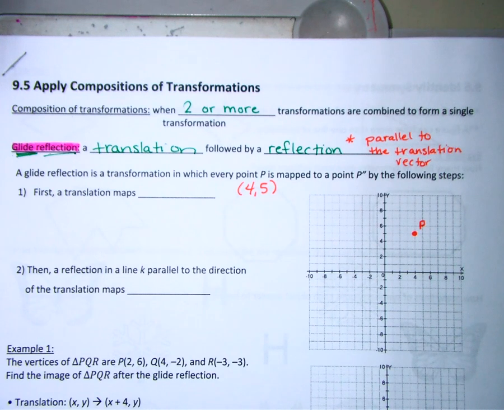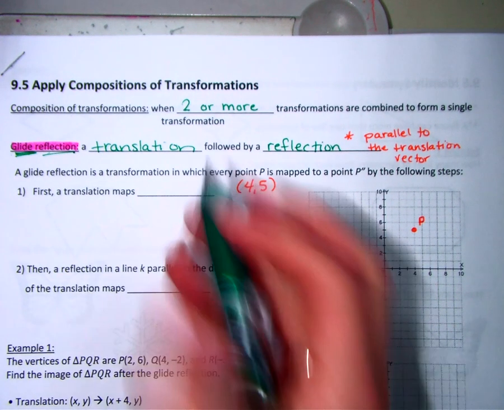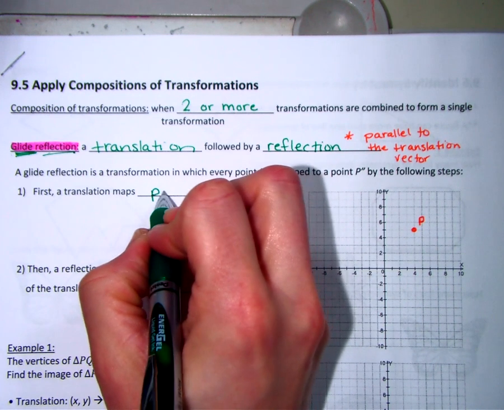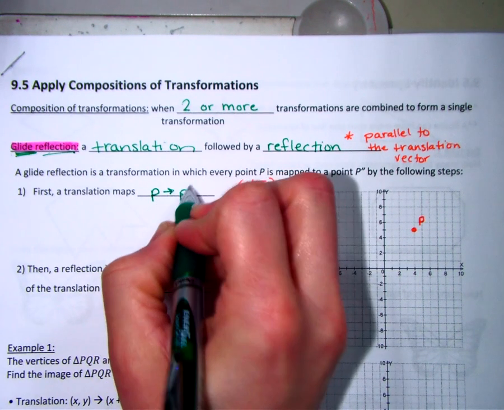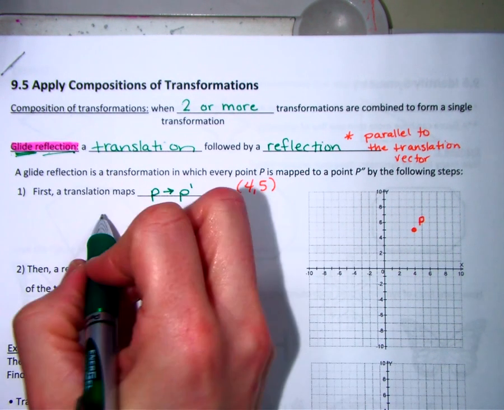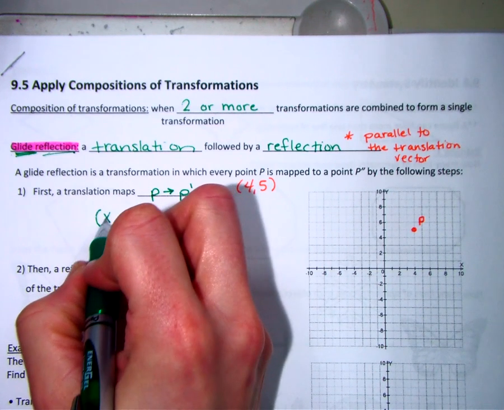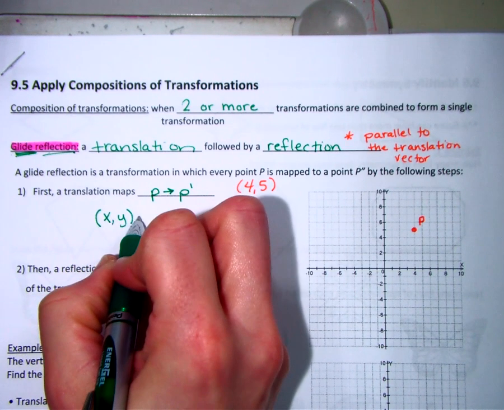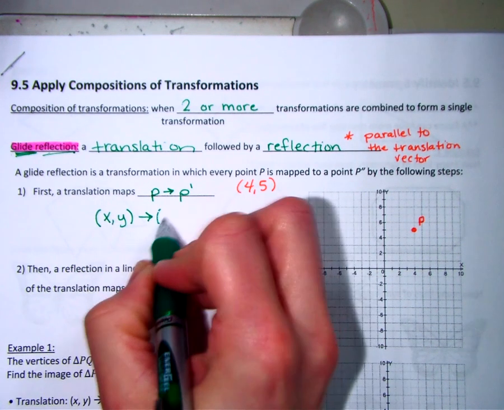Okay, now the final answer for P double prime. Notice that has 2 of those tick marks on there. That's called double prime. That means you're going to do 2 things to it before it gets to P double prime. So we are going to follow the 2 steps. The first thing we're going to do is a translation will map P to P prime. And the translation we're going to use is this one. We're going to use x comma y. So here's the rule for the translation we're going to use.